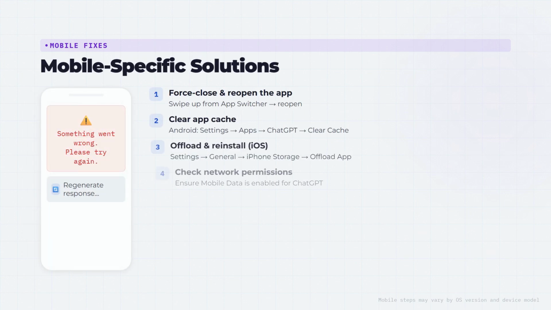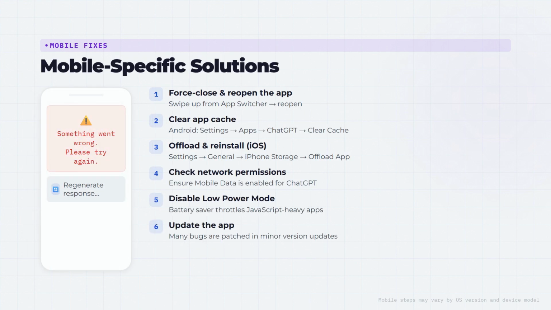If you are on mobile, here are the specific fixes you need to know. First, close the app and reopen it from the app switcher. Second, clear the app cache on Android through Settings, Apps, and ChatGPT. Third, on iOS, offload and reinstall the app to get a clean slate. Fourth, make sure mobile data is enabled for ChatGPT in your phone settings. Fifth, disable low power mode because battery saver throttles JavaScript-heavy apps. And sixth, update the app since many bugs are patched in minor version updates. These fixes resolve the vast majority of mobile-specific issues.